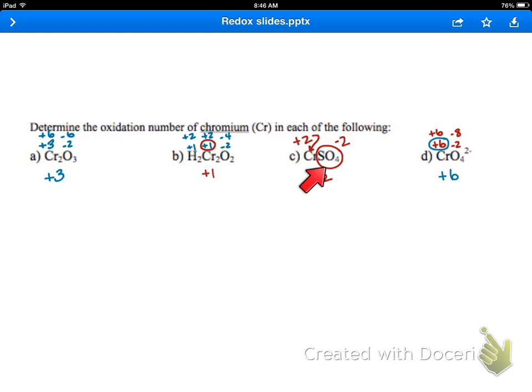This one's a little bit different. We actually have to use old stuff that we did a long time ago. Sulfate adds up to -2. So therefore, chromium has to be +2 here. And again, remember for metals, the charge is the oxidation number.